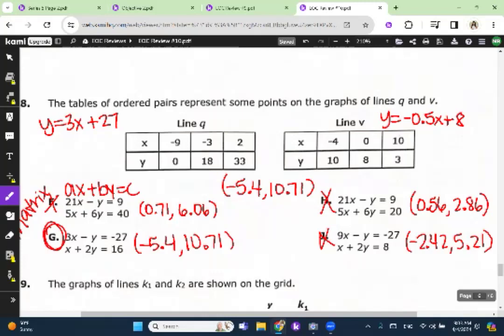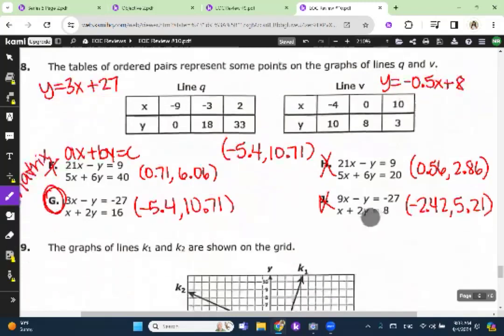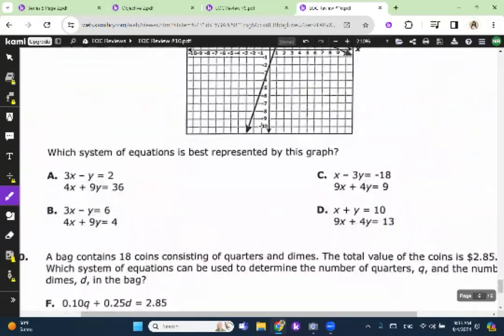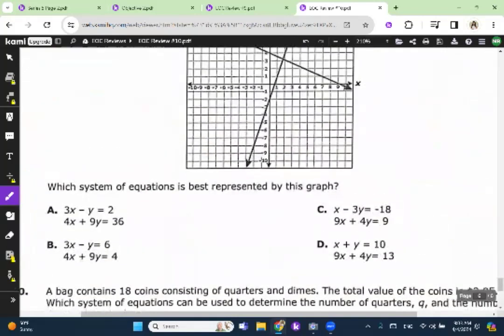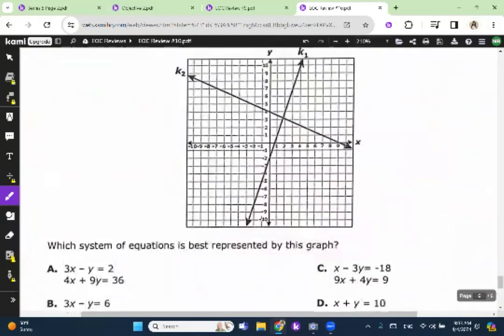All right. Number 19. Same strategy. All of your equations are in standard form. So you want to find your point of intersection, match it up to the point of intersection here.